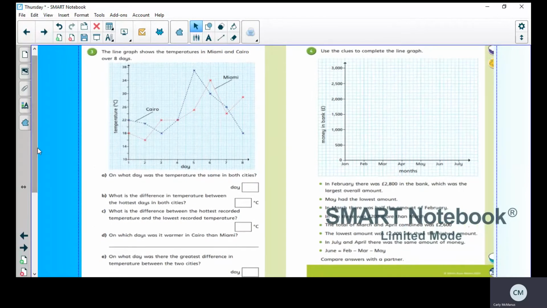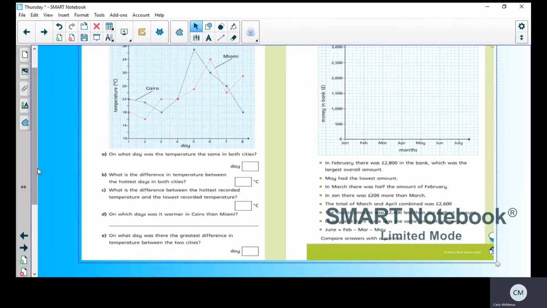So on what day was the temperature the same in both cities? You're looking for where the line graph crosses over, and a point's been made. So here, on day 1, the 2 lines are far apart, so they're not the same temperature. On day 2, the 2 lines are not together. On day 3, the 2 lines are not together. But oh look, on day 4, an X is in the same spot. So think about that and what temperature it was.